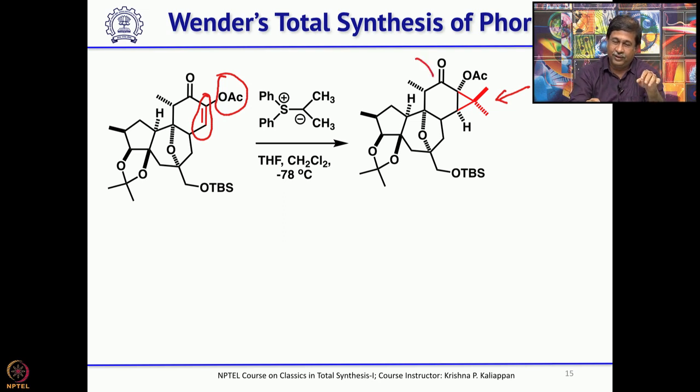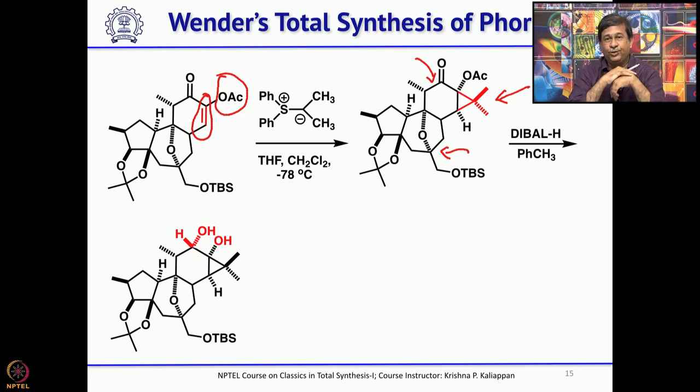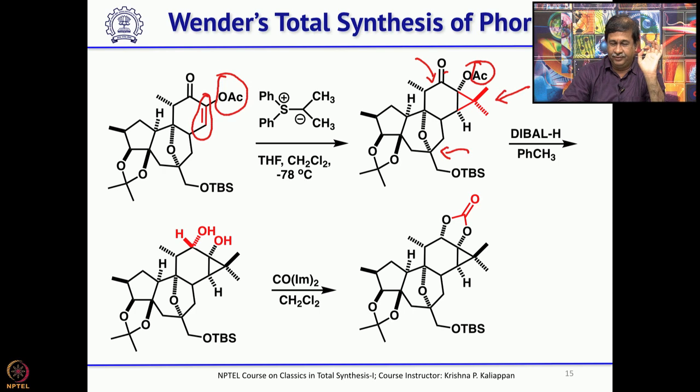Now what you need to do, you have to reduce the ketone and also open this oxygen bridge. You don't need the oxygen bridge, so you have to open it. So first the ketone was reduced to get the alcohol, and when you use DIBAL, not only the ketone will be reduced, but also the acetate will be reductively removed. So you get a syn diol, and that was protected as cyclic carbonate. Once you have a syn diol, either you can protect it as acetonide or as carbonate. The cyclic carbonate protection was done by treating with carbonyl diimidazole, a very good reagent for converting 1,2-diols into cyclic carbonates.